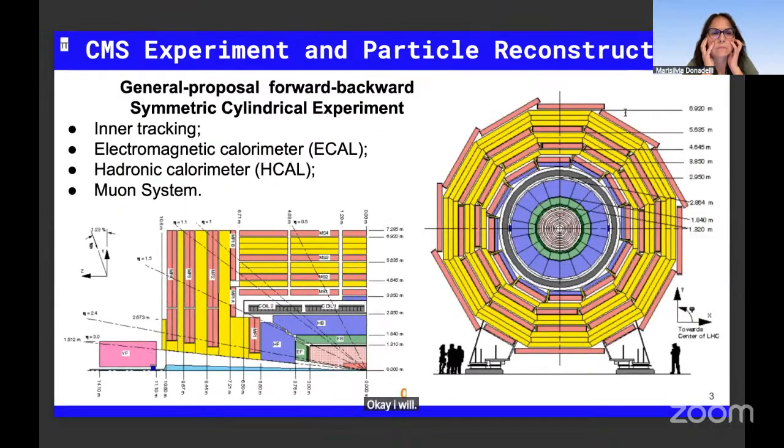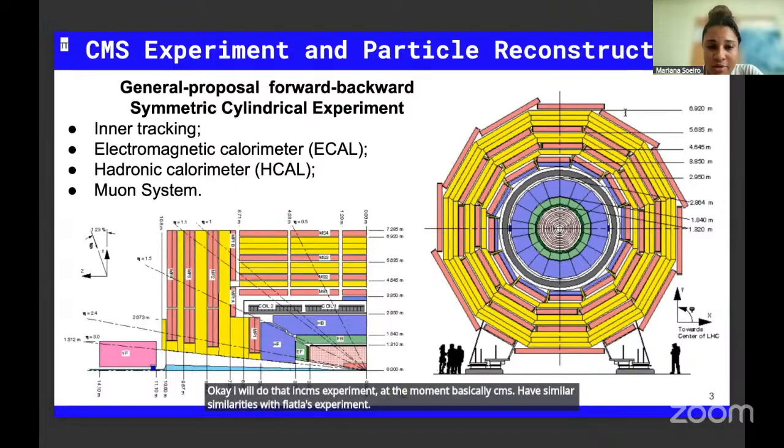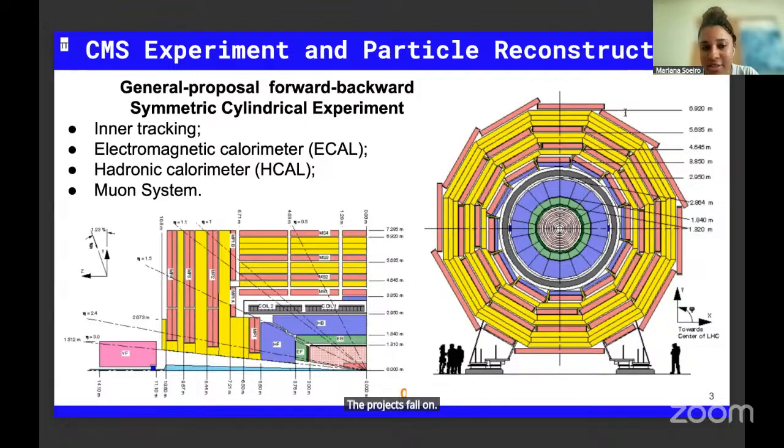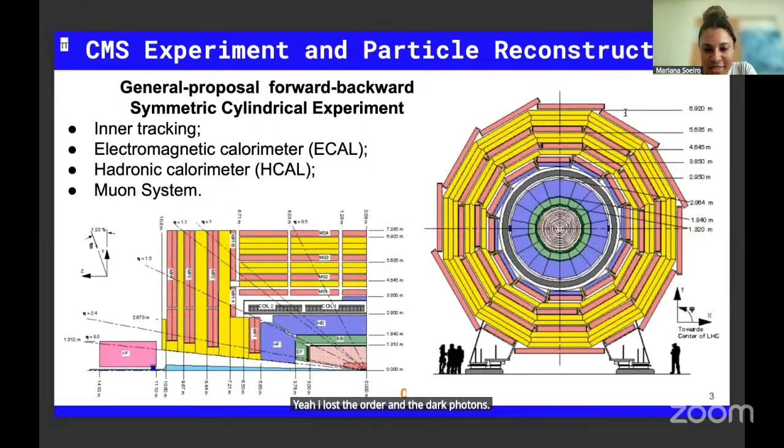Okay, I will talk about what I do in the CMS experiment at the moment. Basically, CMS has similarities with the ATLAS experiment. There are some differences, but the projects follow basically similar ideas. I was talking about the luminosity part with the muons. The magnetic monopoles are more focused on the photon trigger, and, I lost the order. And the dark photons are more focused on the electrons part.